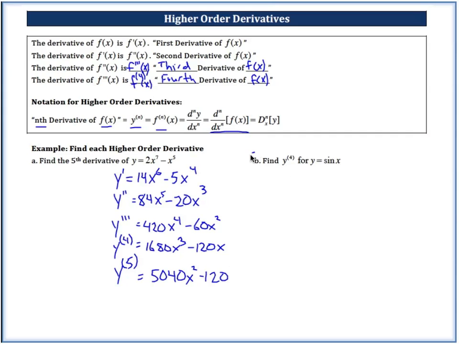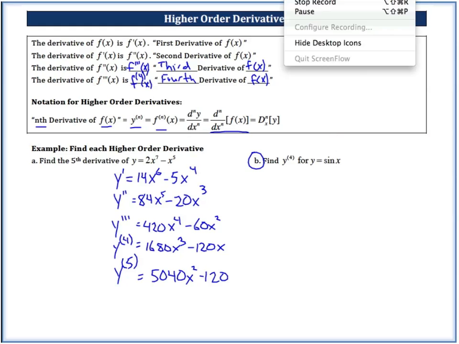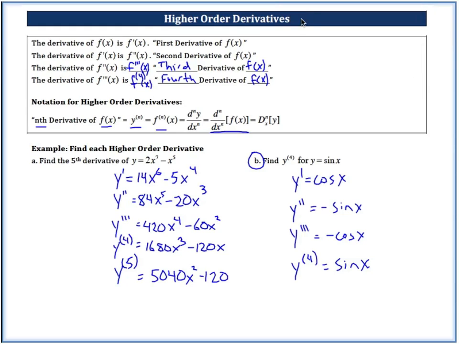Go ahead and try letter B on your own. So find the fourth derivative for y equals sine x. Pause the video, come on back when you're done. Alright, welcome back. So it's kind of interesting as we go through the sine and the cosine, because it keeps flip-flopping back and forth, and then the negatives. And so the fourth derivative is actually exactly the same as the original when we talk about sine.